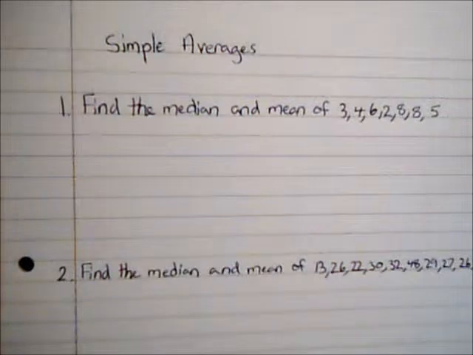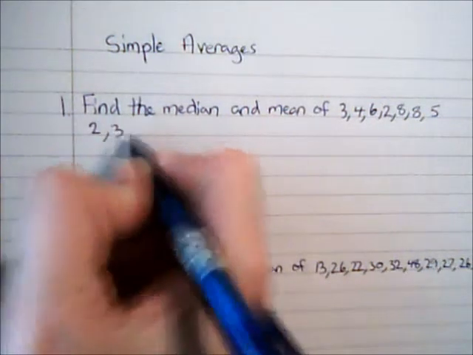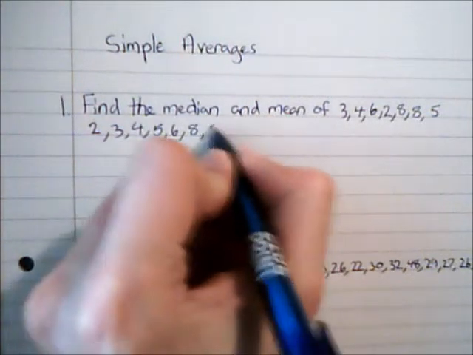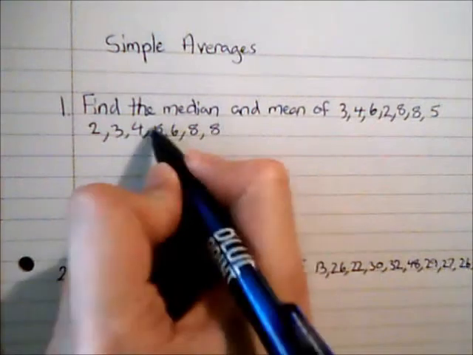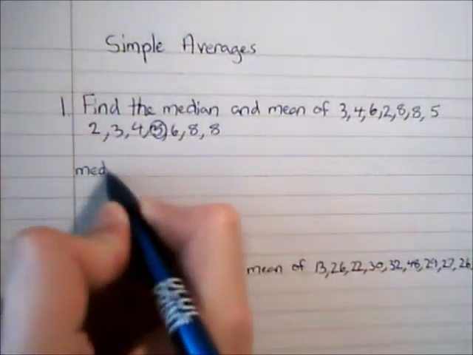So you've got quite a small list to start with, and to begin with I'm going to put these into numerical order. So 2, 3, 4, 5, 6, 8 and 8. And that's just going to make it slightly easier to find the median, because the median is the middle value. So if I've got 7 bits of data, the middle value is going to be the fourth, which here is the 5. So I have a median of 5.